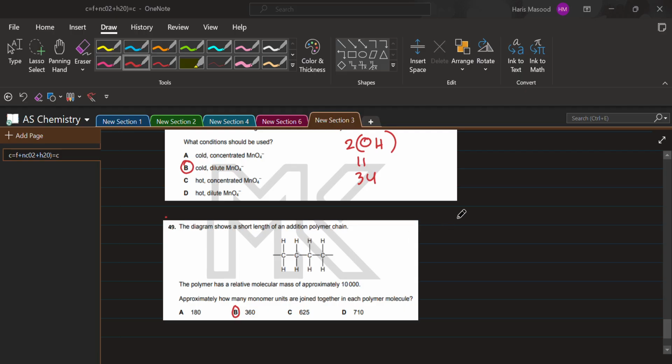So what I was reading: dipole induced when Br2 is brought closer to the carbon double bond.